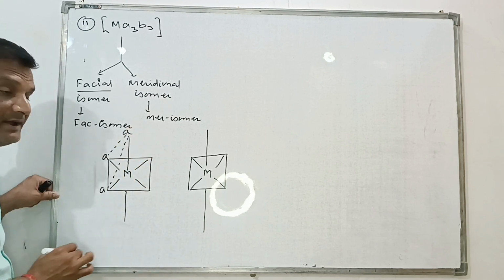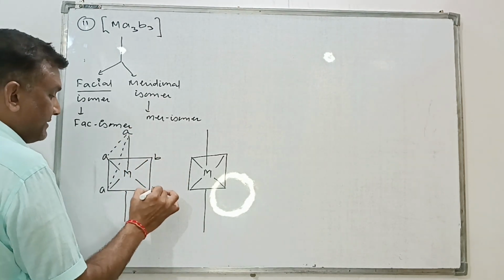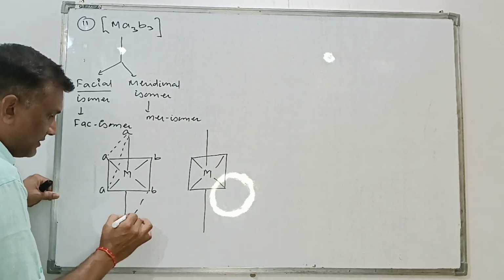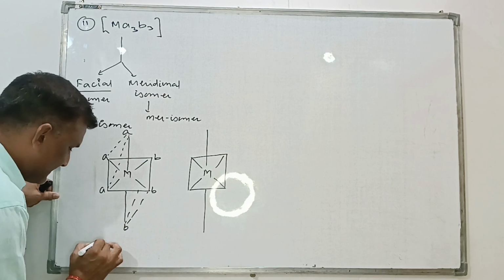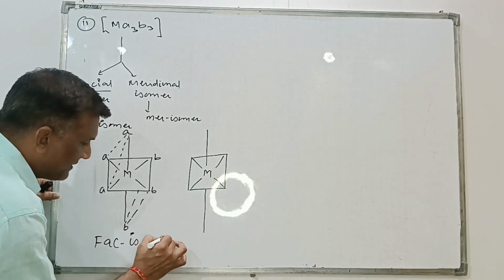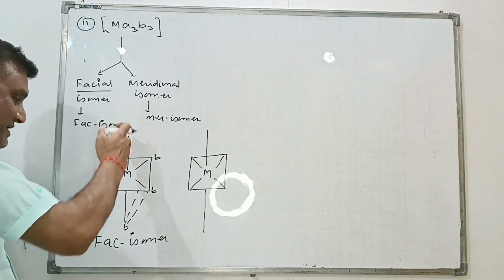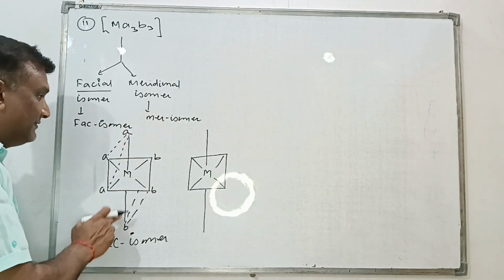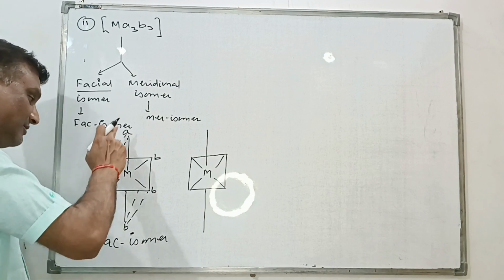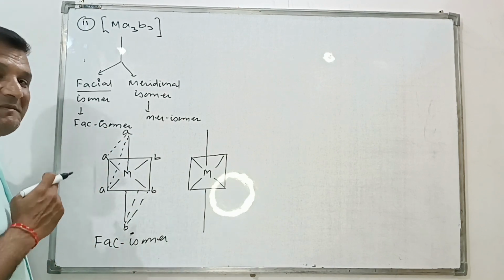Like this. And this is the B. So this is the same on a particular face. That's why it is called a fac isomer. But at this meridional line, both are different ligands. So it will keep the same ligand over here on a meridional line, then it will be the mer isomer.